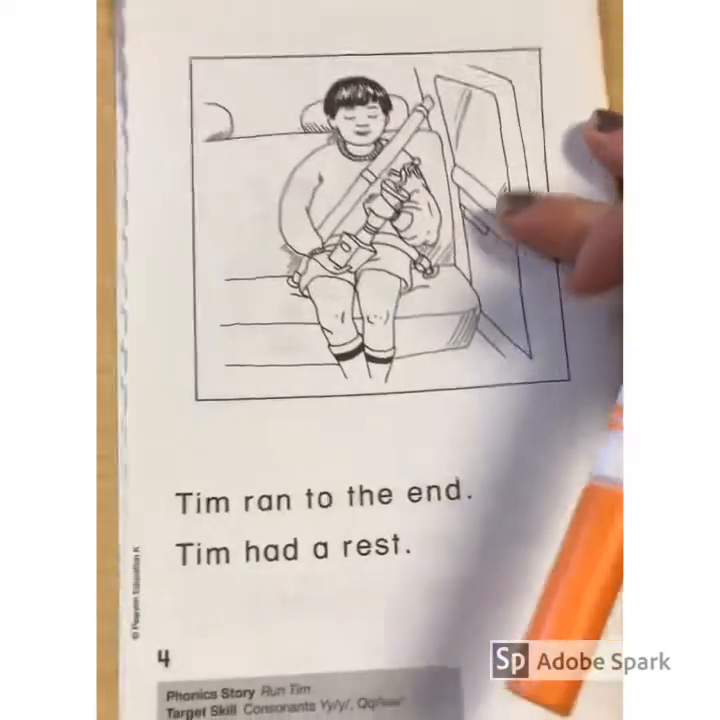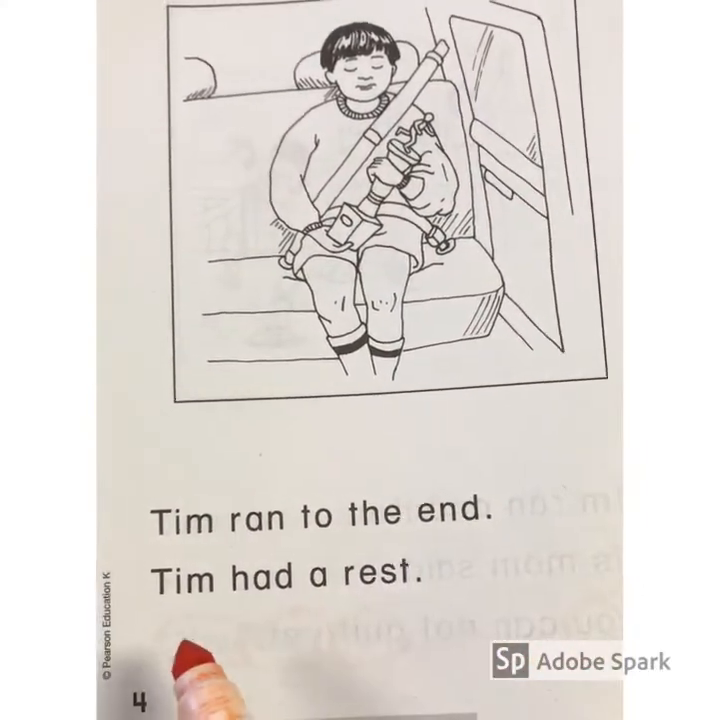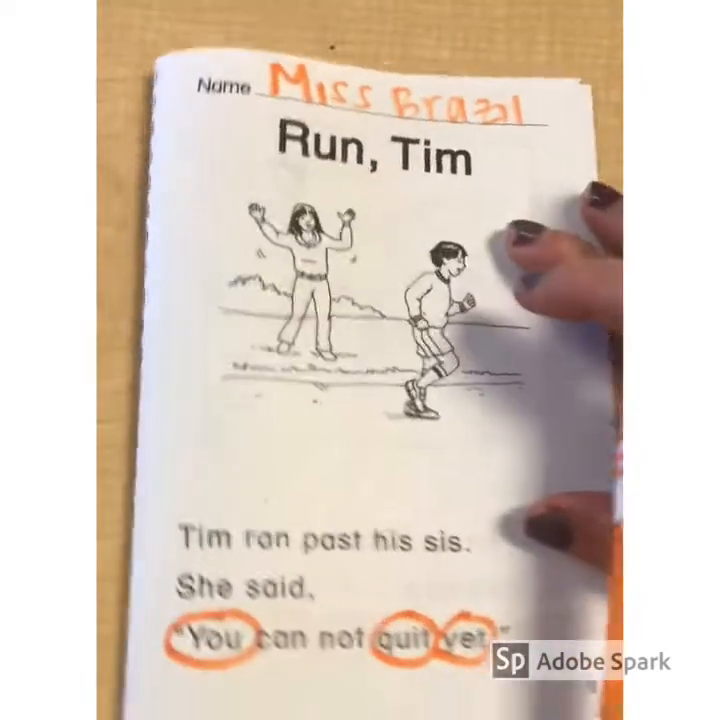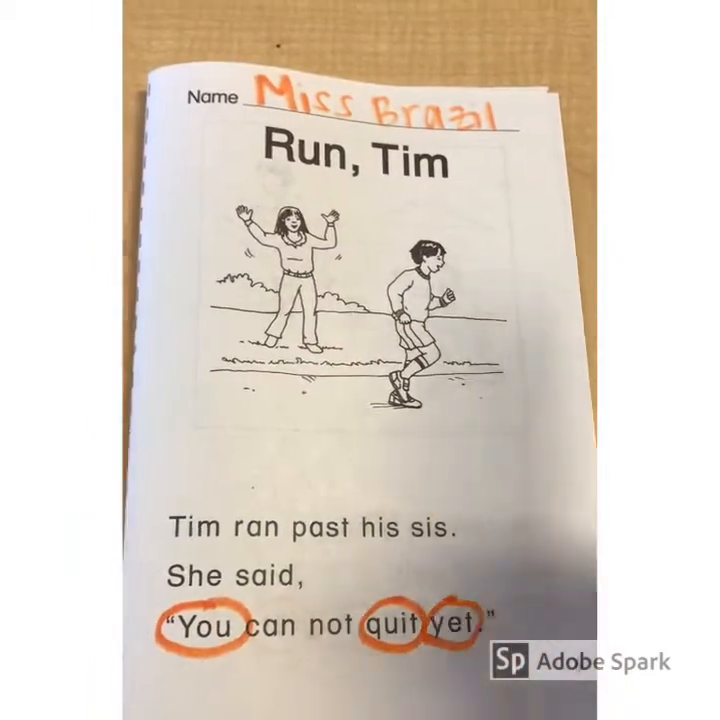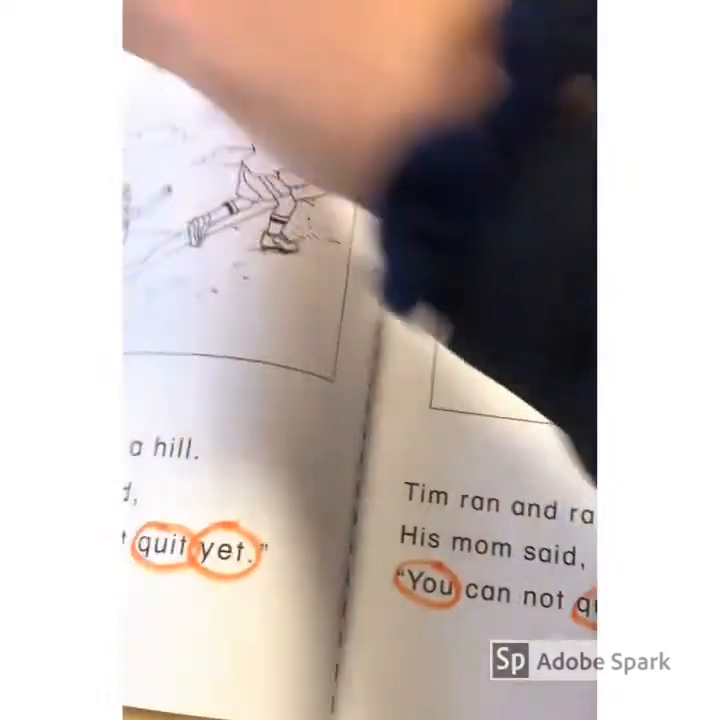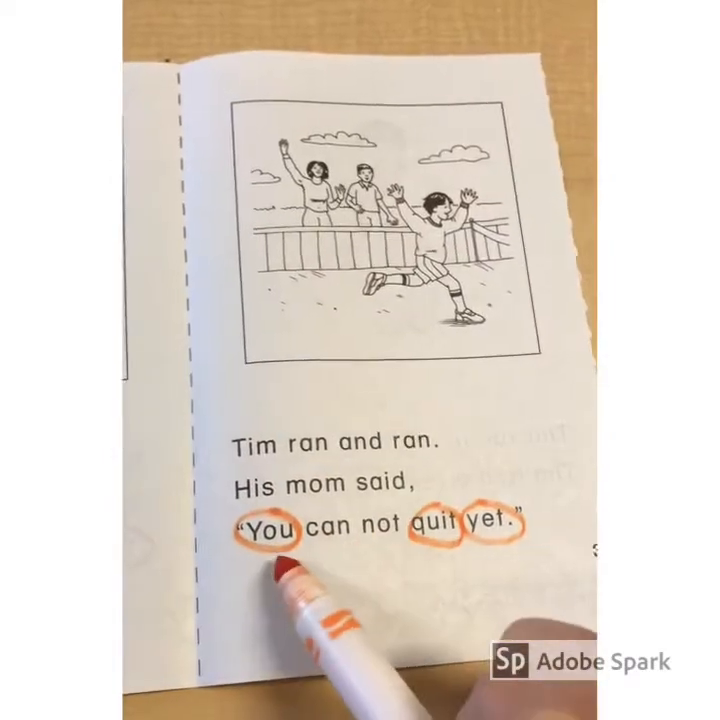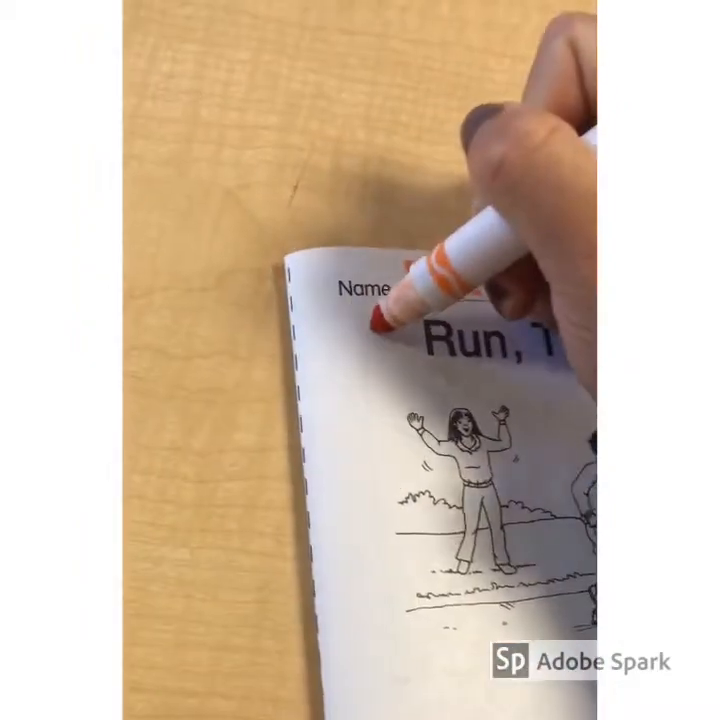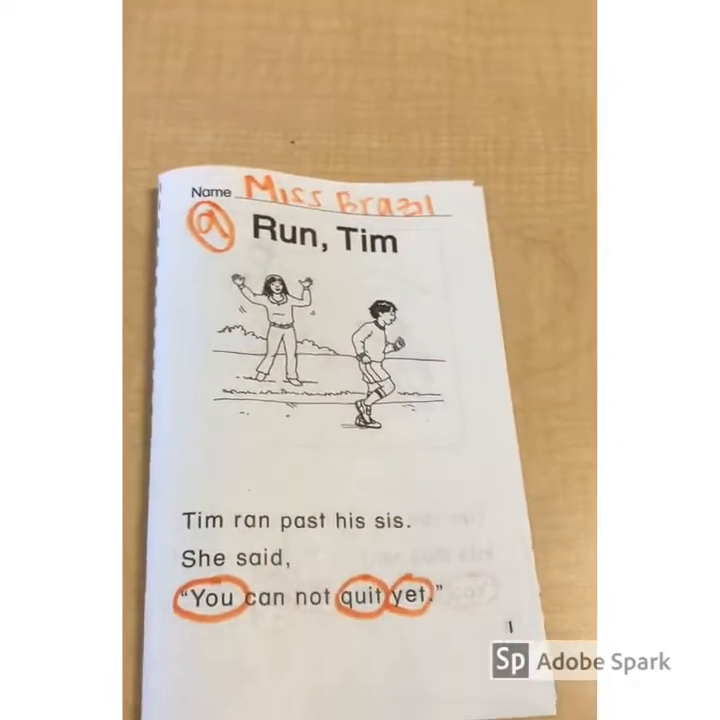See any Y's or QU blends in here? Nope. How about the second sentence? Nope. All right, let's go back and count them. Make sure we get the same numbers. So on the first page we have 1, 2, 3, 4, 5, 6, 7, 8, 9, and none on the back. So our number is 9. So we're going to write a 9 up at the top, and we're going to circle it. Okay, and then we are going to read our story.